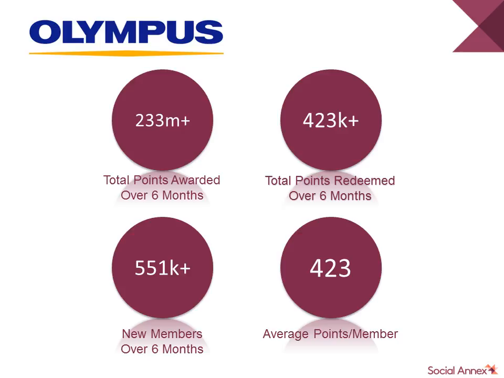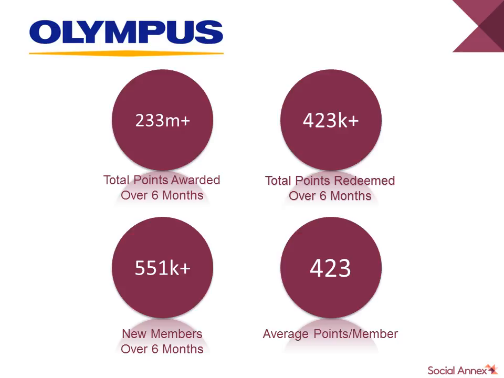So Olympus has actually seen some great growth themselves, giving out over 233 million points over the last 6 months as well. Remarketing tactics based on segmentation email lists will allow us to target these people and drive them back to the site so they can use their loyalty rewards towards another purchase.